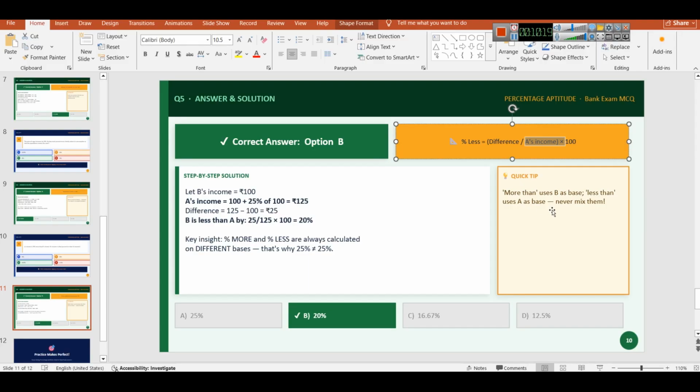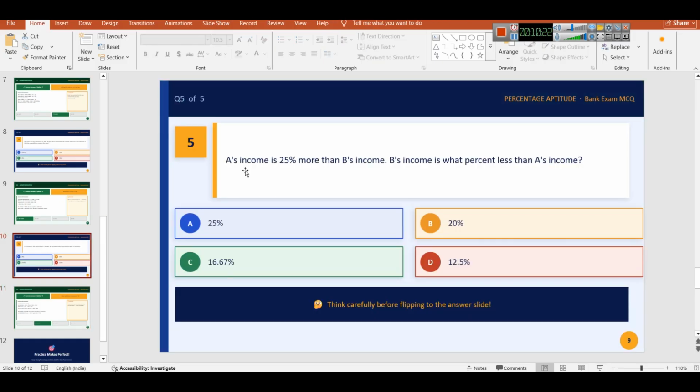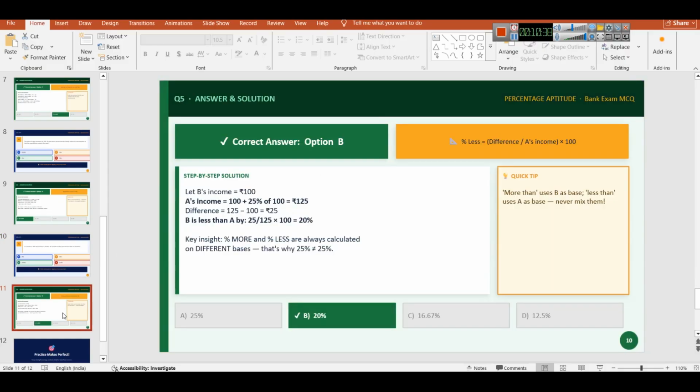So if in the problem it was given that A's income is 25% less than B's income, then A's income would have become 75 and B's income would have been 100. In that case, percentage less is difference by A's income. So you have to use that base properly. Because we are assuming 100 for B, that's why we are dividing by A's income.